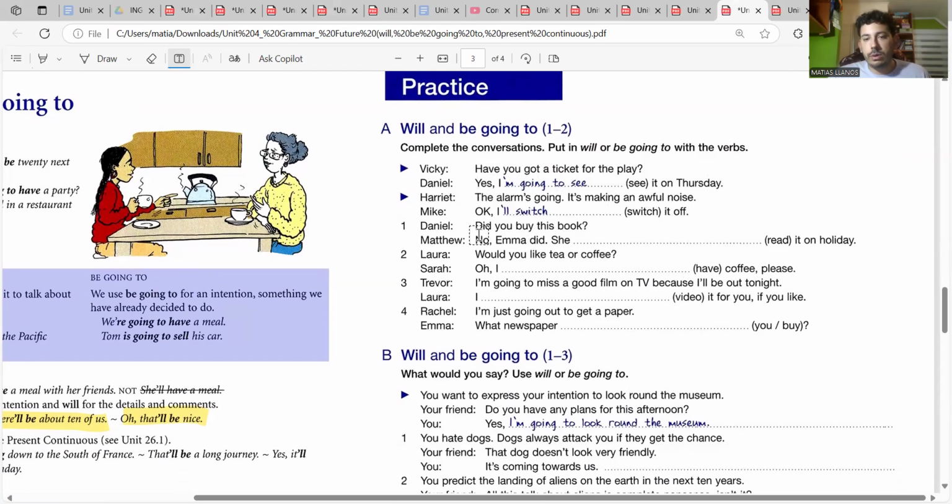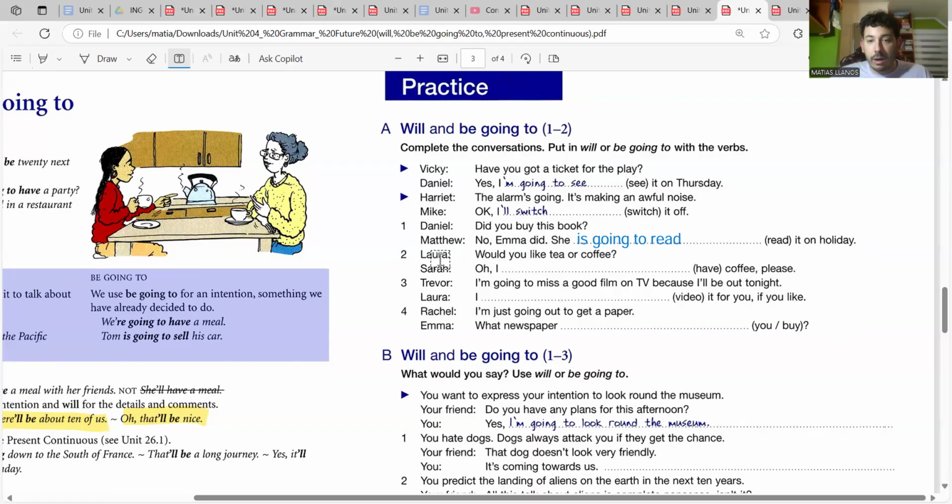Did you buy this book? No, Emma did. She is going to read it, sorry. Is going to read it on holiday. Why? Because she bought it. So she's decided.